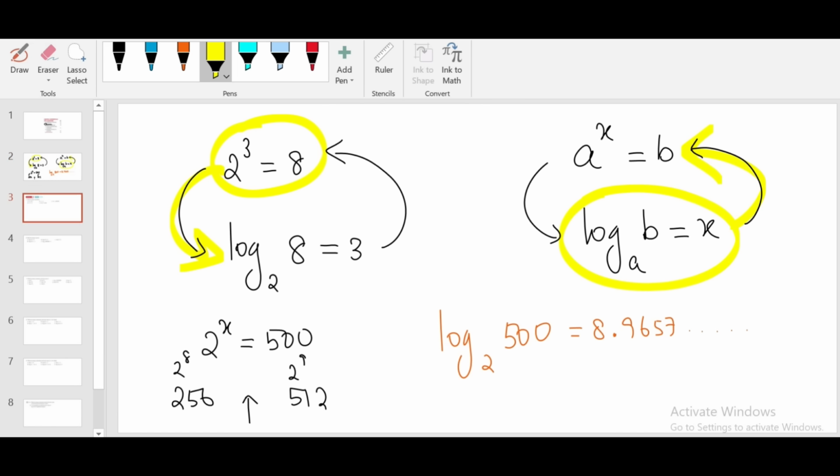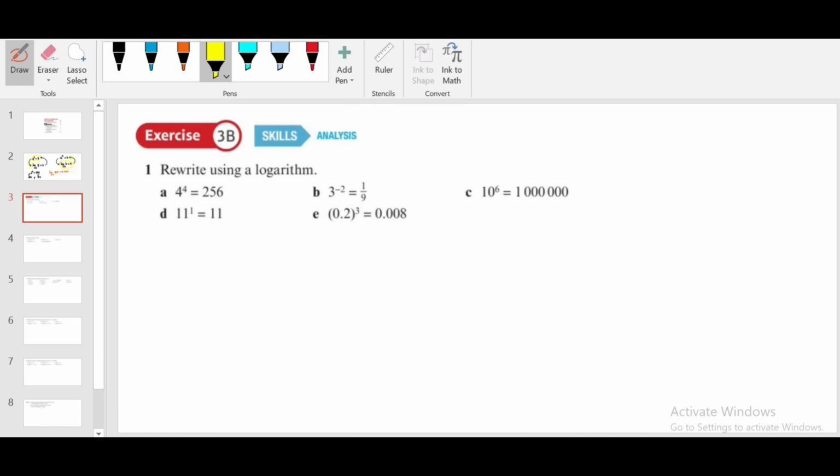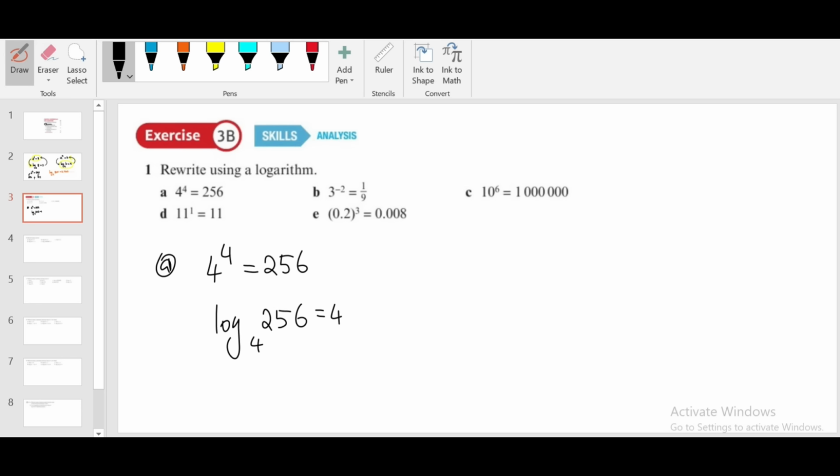Okay? So in exercise 3B, rewrite using logarithm. The first one, 4 power 4 is 256. So log 256 to the base 4 is equal to 4. Since both are 4, it can be confusing, so I'm going to move on to B.